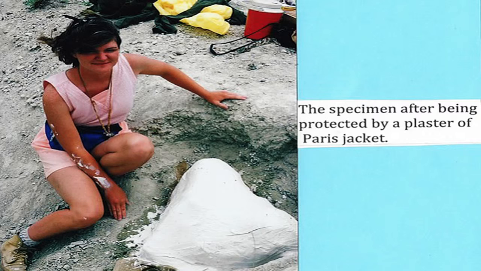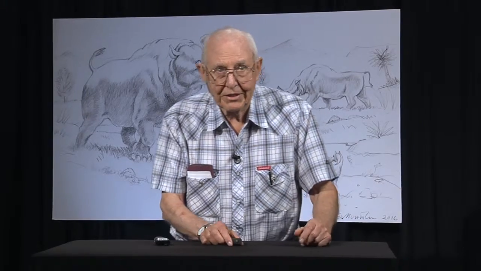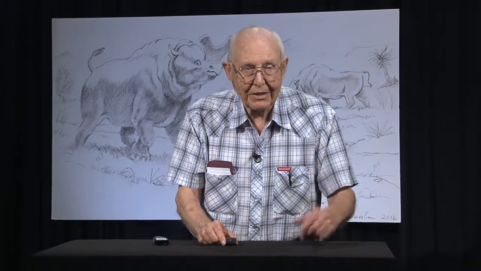Then of course the next thing you have to do, this one here has been protected with this plaster of Paris jacket, but now you've got to dig under that. And then you have to turn it over, and you have to do the same thing on the bottom part. So then you can transport it. You can put it in the back of a vehicle and bounce it around, and nothing's really going to happen to it.